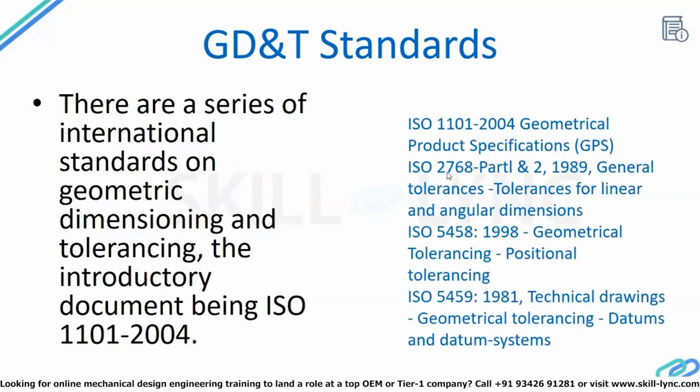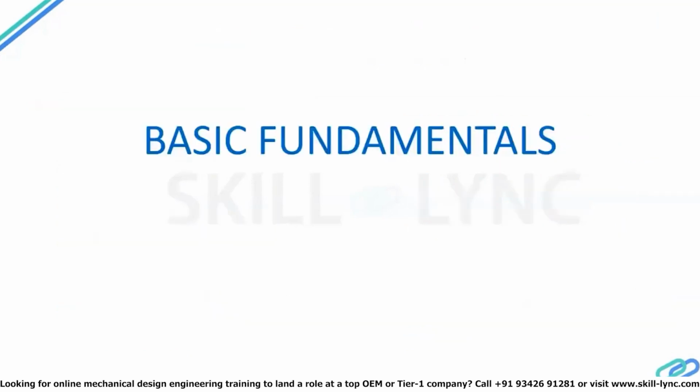And 2768 is the tolerance for linear and angular dimensions. 5458 is the tolerance of positional tolerancing. And there are different standards listed in this particular standard. And when you want to refer about a particular geometry and how to use it, how to define it in your engineering drawing, you have to particularly go to a selected specific standard and you have to understand how to use it.